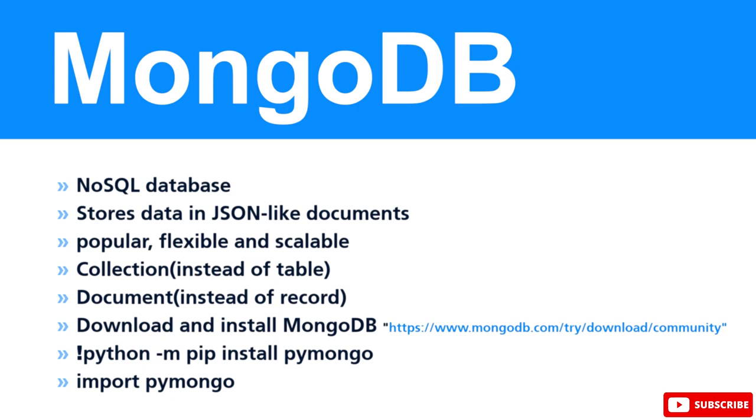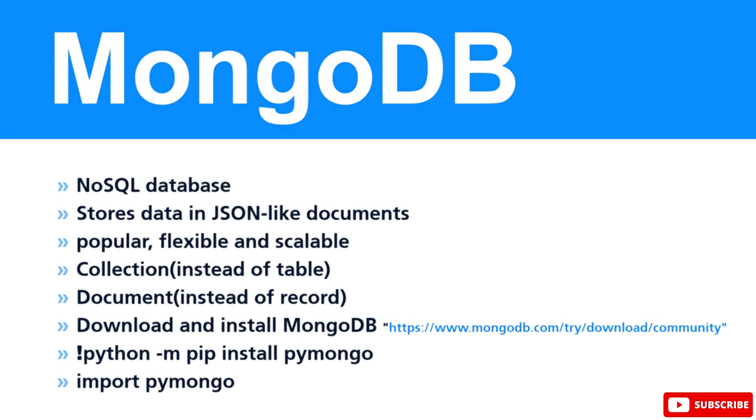You can use the MongoDB database to store data in JSON, or JavaScript Object Notation, like documents. It's so popular, flexible, and scalable. You can store large datasets by using the MongoDB database. In MongoDB, we use collections instead of tables and documents instead of records or rows. And to work with MongoDB, you need to download and install the MongoDB database on your device.